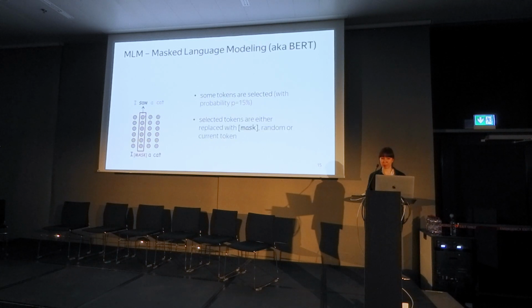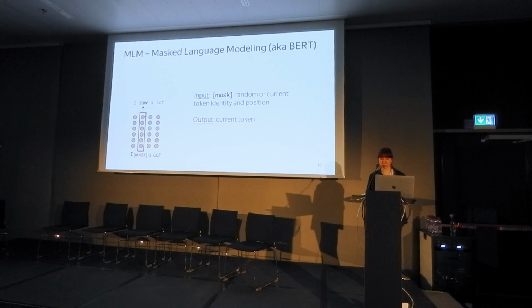The next task is masked language modeling. In this setting, some tokens in a sentence are selected. Each of the selected tokens is either replaced with a special mask token or a random token, or remains unchanged. And a model is asked to reconstruct the original identities of the selected tokens. This is done only in training. At test time, no tokens are selected.